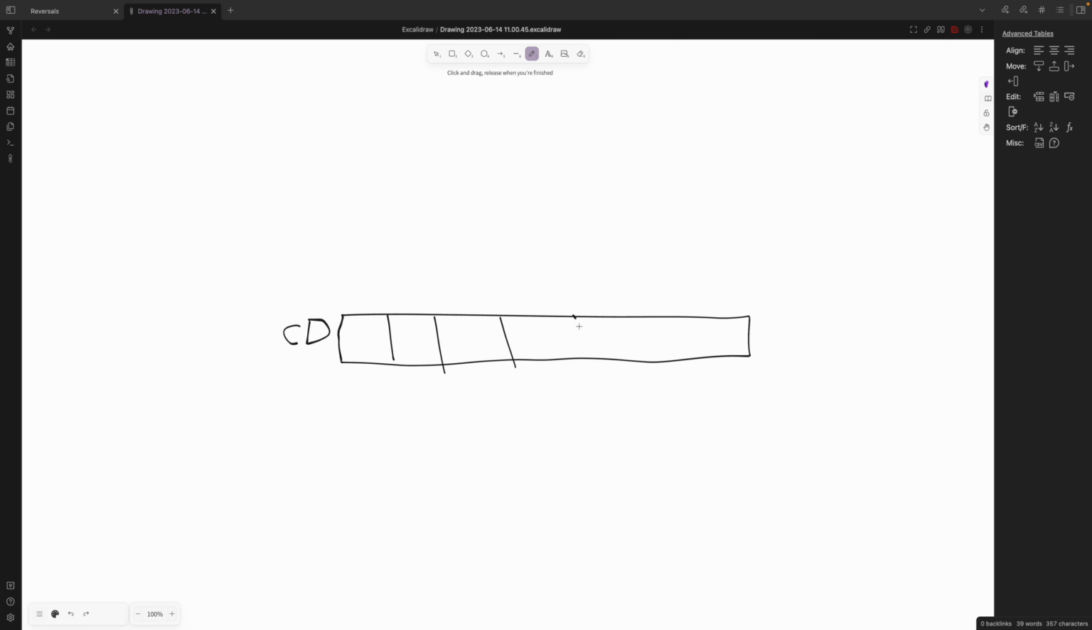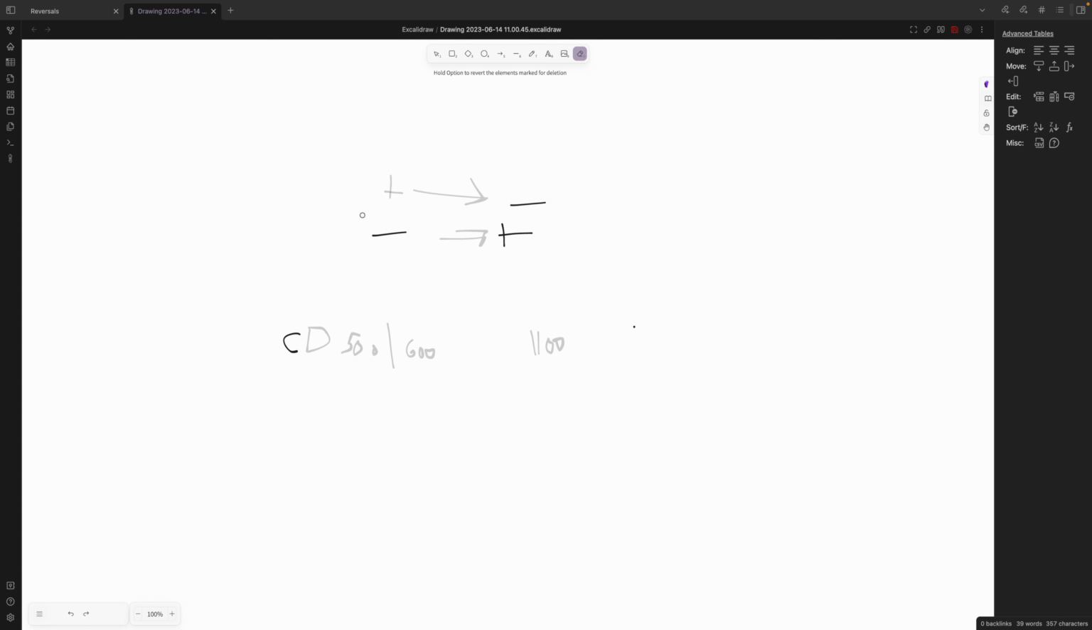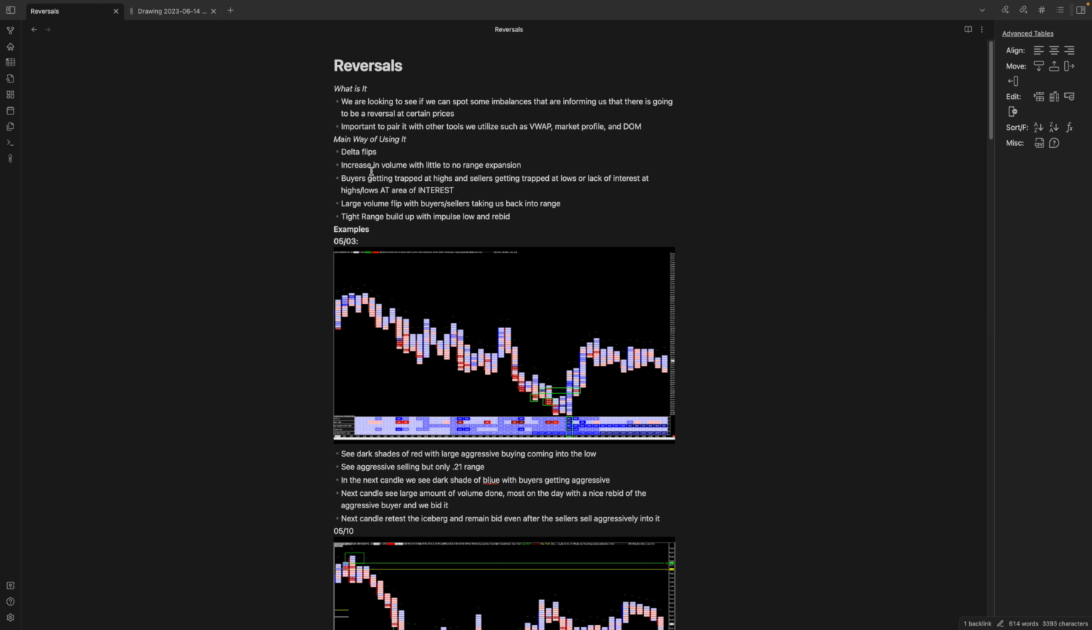Let's just say that we have 500, 600 for the cumulative. We'll pretend that these are 5-minute increments, 700, and then all of a sudden the cumulative delta becomes negative 1100. This is a delta flip. So when delta goes from positive to negative, or vice versa, from negative to positive, that's what I mean when I say delta flips. That's one of the principles I look for in reversals.